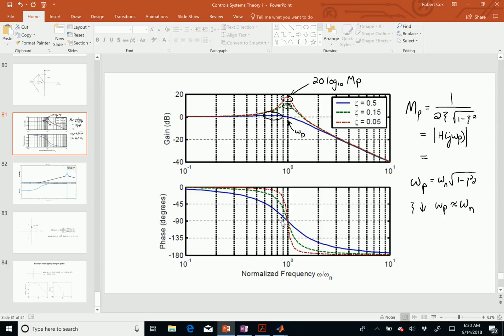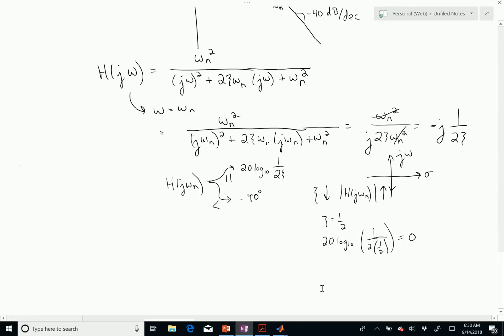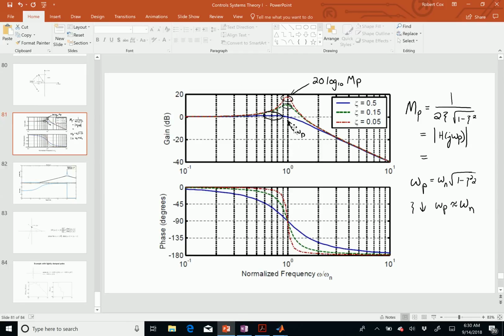Okay. Now, what I've shown here, I just evaluated: what's the magnitude of H of j omega at omega n? For zeta equal to a half, I said it should be 0. Now let's see what it is. Looks like it is 0 dB. If this is exactly equal to omega n, as I've indicated, then that's where it's peaked. Or so the value that it takes at omega n is 0. I can see it looks like it's going through 0.